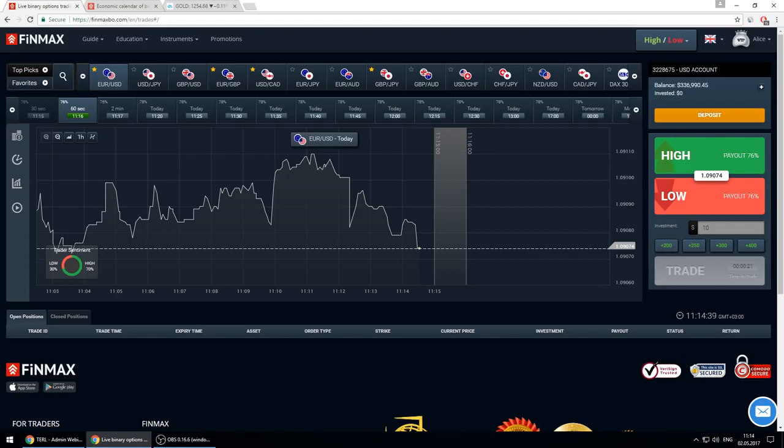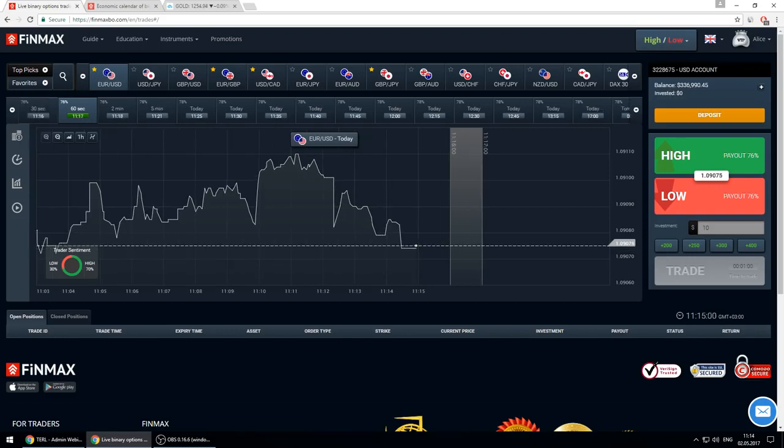Also, I wanted to talk about the time frames when it deals to trading, when it deals to risk management. Short time frames up to 5 minutes, that's pretty risky. Let's be honest, that's really risky trading.